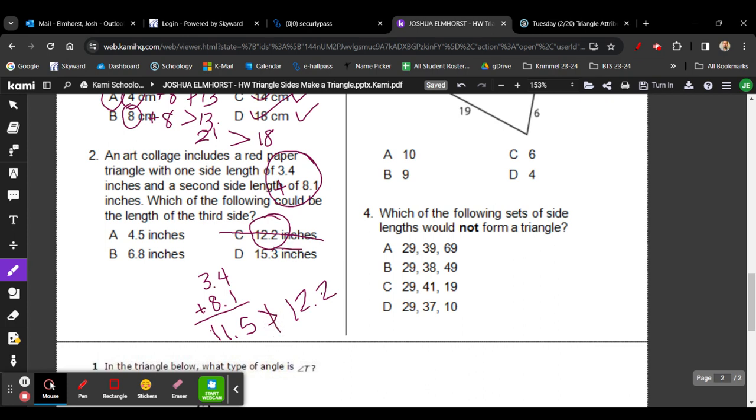And so 12 is too long, and 15 is too long. Those two side lengths, C and D, are too long to make a triangle with 3.4 and 8.1. So then you check the last one. If 8.1 is your long side, you need to add 4.5 or 6.8 to the short side.